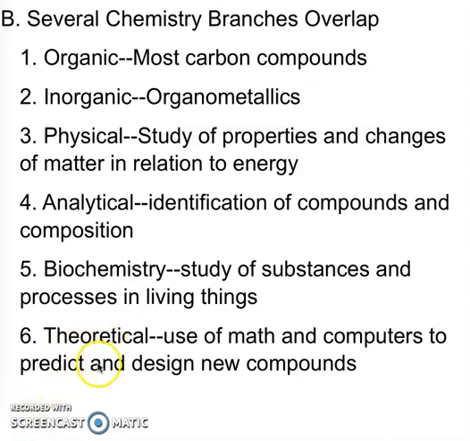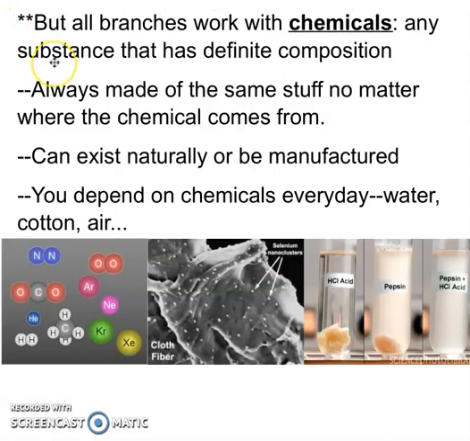So let's take a look at what exactly is a chemical. All of these branches work with chemicals, and the definition of a chemical is any substance that has a definite composition. Examples of chemicals: sucrose, water, carbon dioxide. The fact is they're always made of the same stuff no matter where the chemical comes from. Some more examples: nitrogen gas, oxygen gas, CO2, methane, krypton, xenon. They can exist naturally or they can be manufactured or made.